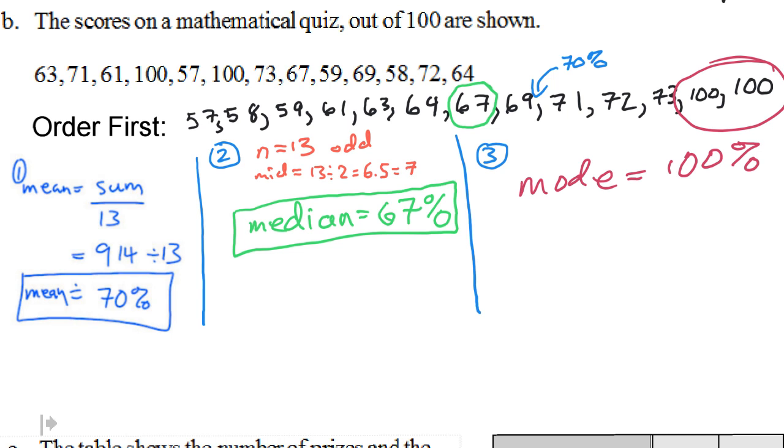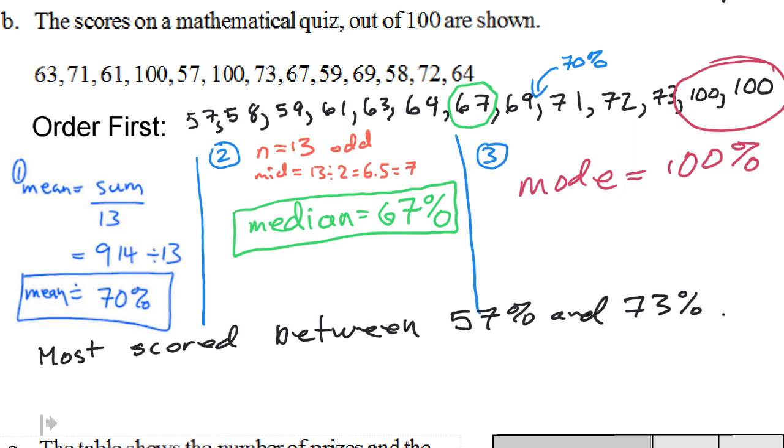So now here is the reasoning why I choose the median as the best. This time I'll write it as a sentence. If you take a look at most of the scores that we have here, most of the people scored between 57 and 71%.